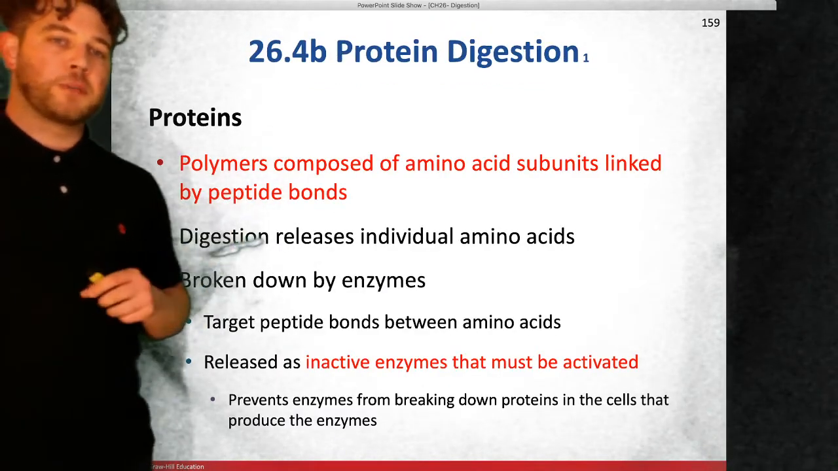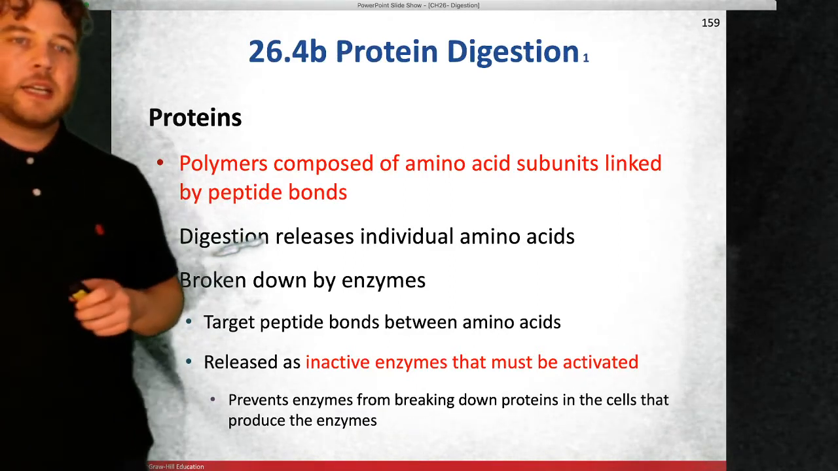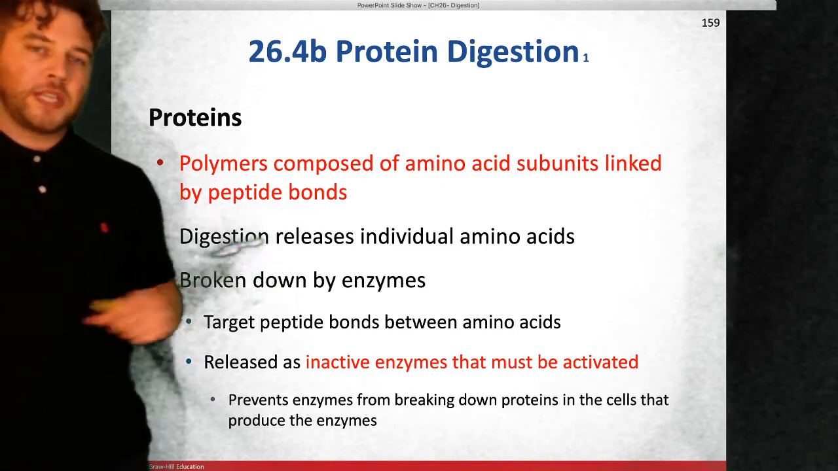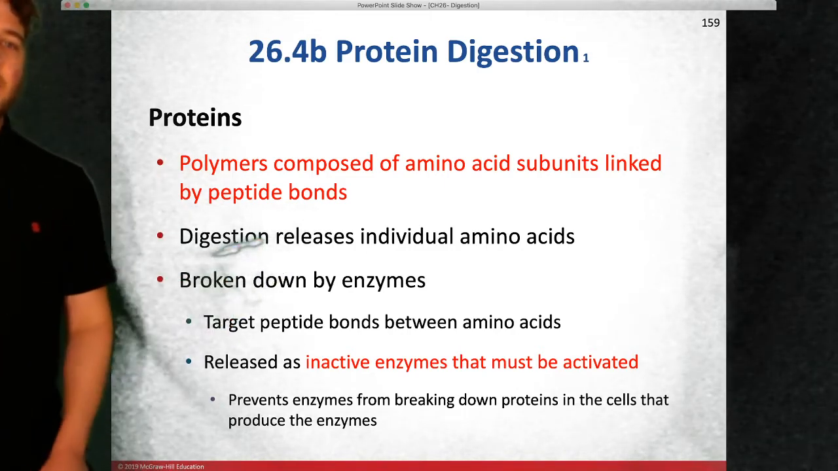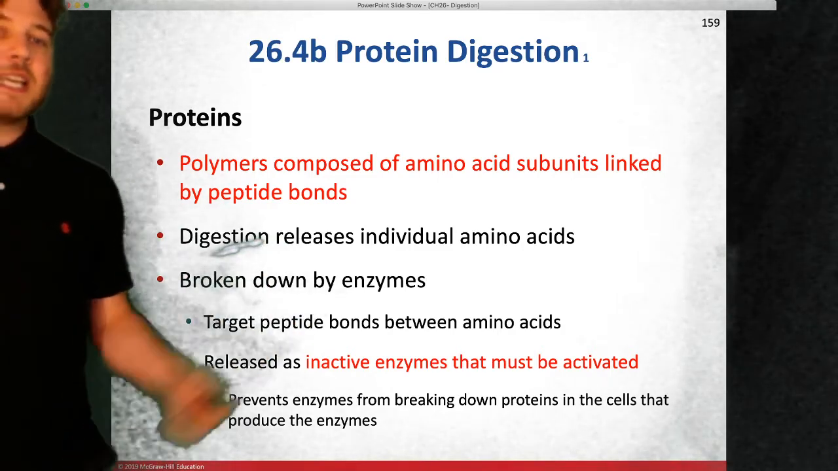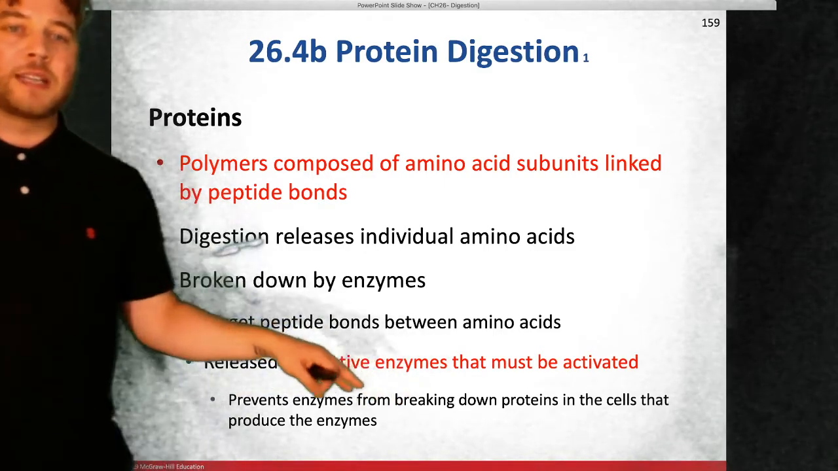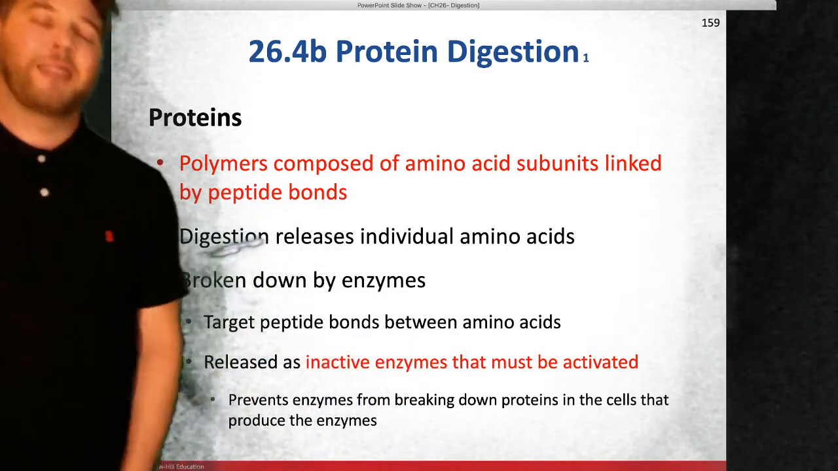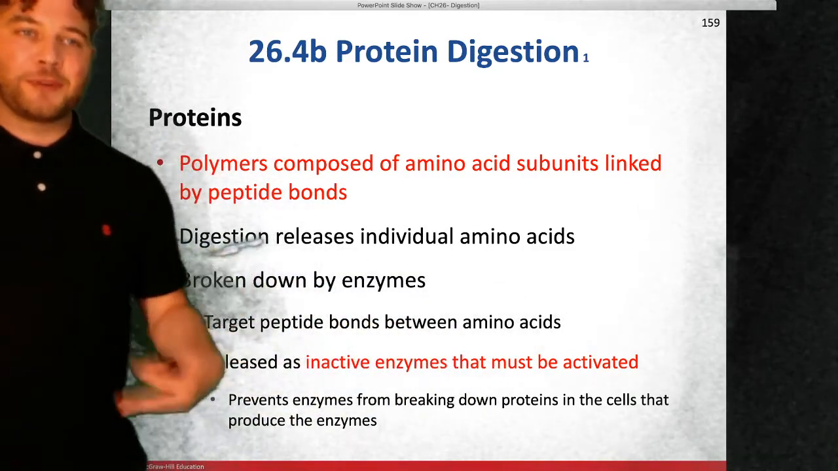Proteins are polymers composed of amino acid subunits linked by peptide bonds. The digestion releases those individual amino acids. It gets broken down by different enzymes targeting peptide bonds between amino acids, released as inactive enzymes that must then become activated. This prevents enzymes from breaking down proteins in the cells that produce the enzymes.